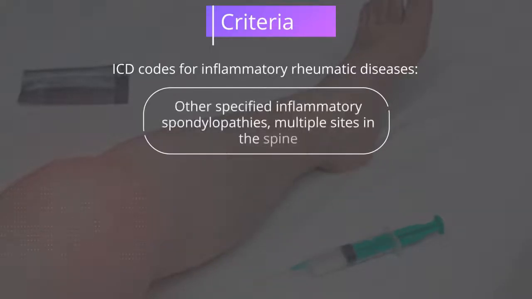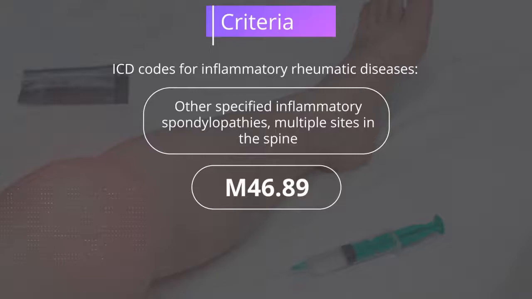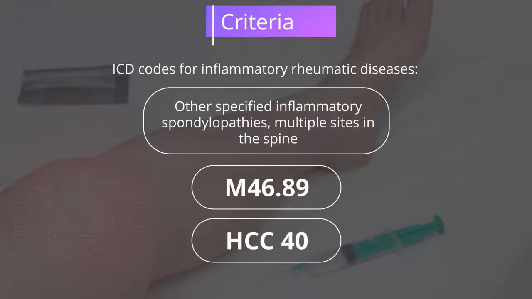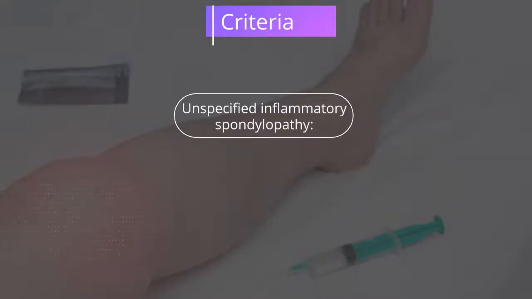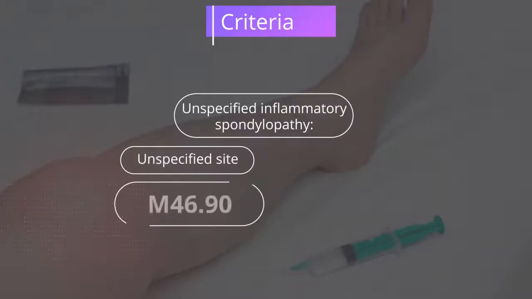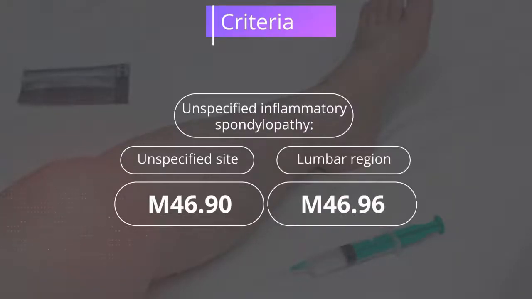For other specified inflammatory spondylopathies, with multiple sites in the spine, the code is M46.89, HCC 40. For unspecified inflammatory spondylopathy, with unspecified site, the ICD code is M46.90, and lastly, when the site is in the lumbar region, the code is M46.96, with the HCC value of 40.